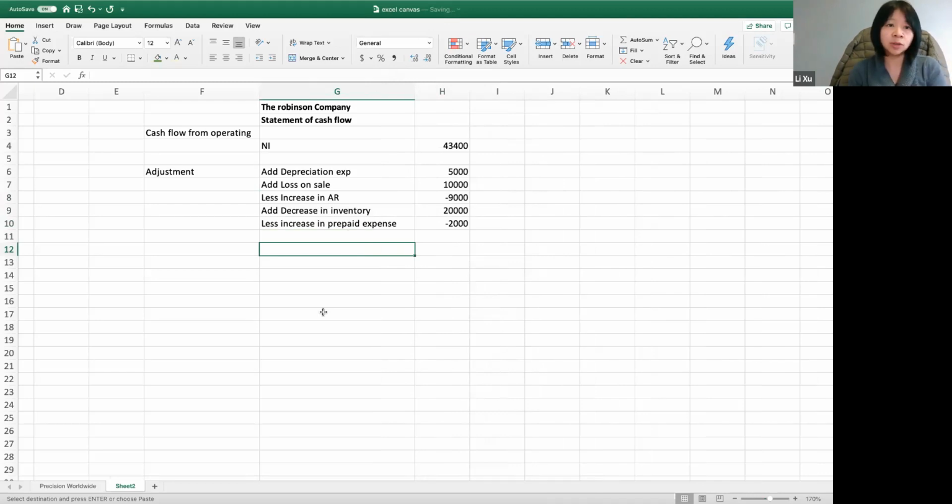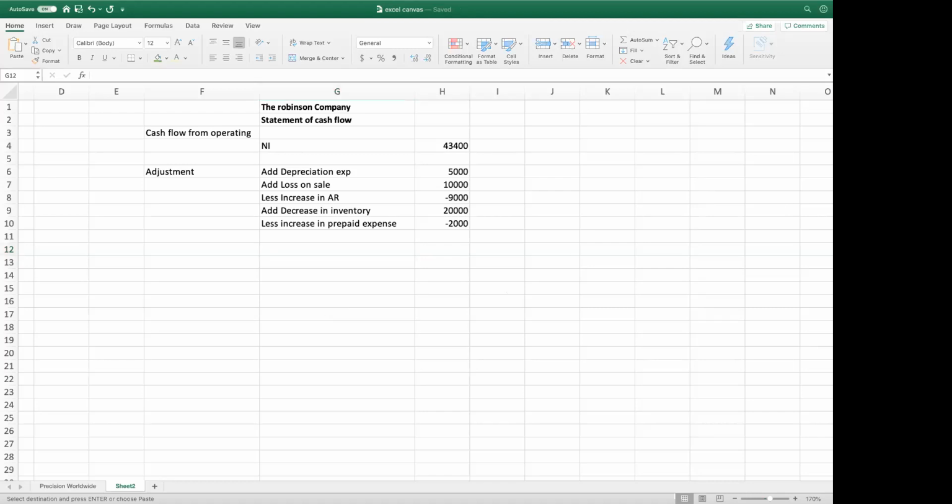Then I want to move to the current liabilities. There are two current liabilities. First is accounts payable, and the second one is income tax payable. Okay, so if you have an increase in current liabilities, you need to add, and if you have a decrease, you need to take it out. Okay, so that's what we're doing.